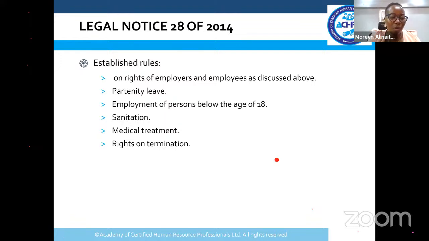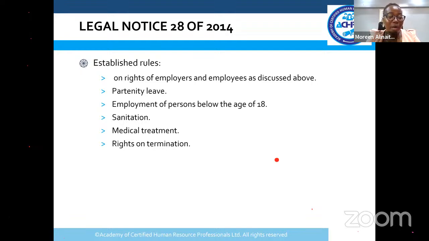It also brought in the rights during termination. When termination occurs, this Legal Notice Number 28 is the one that spelled out the rights. It is the one that spelled out the itemizations of the payslip. It was not there in the Employment Act.